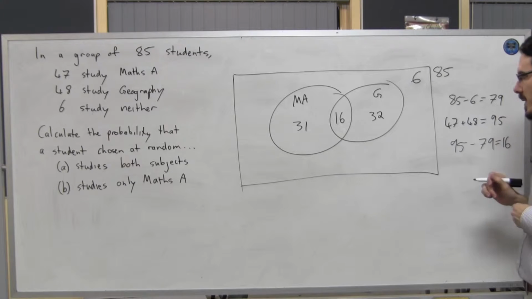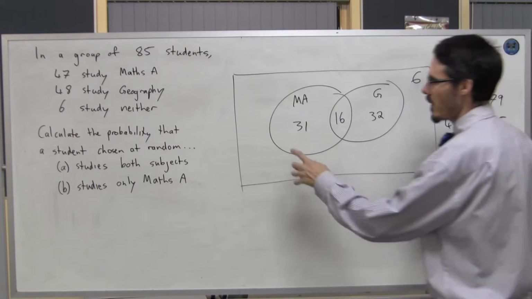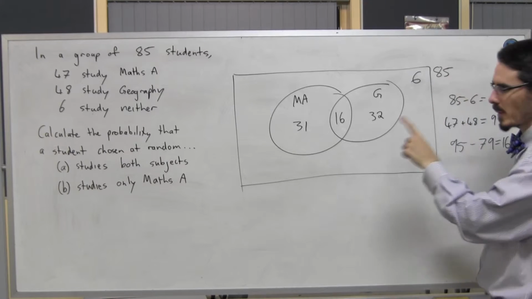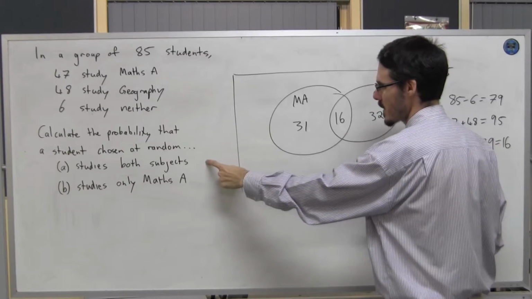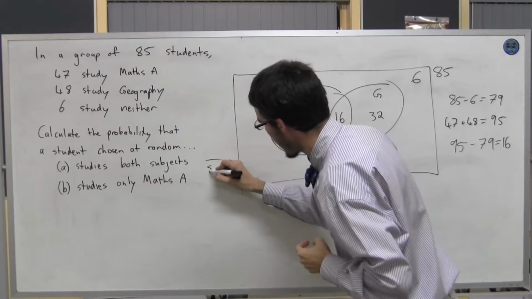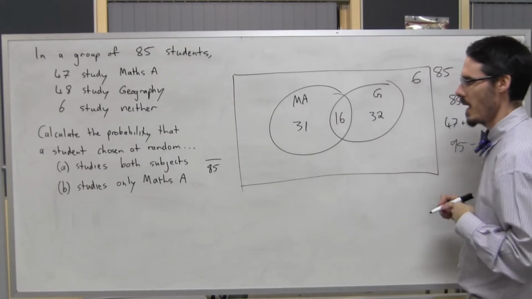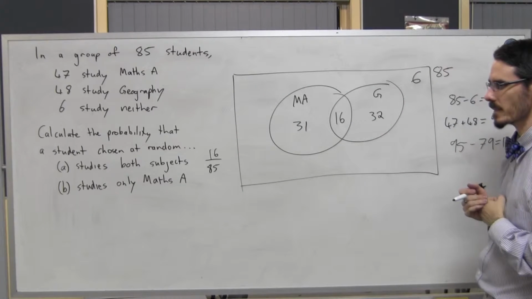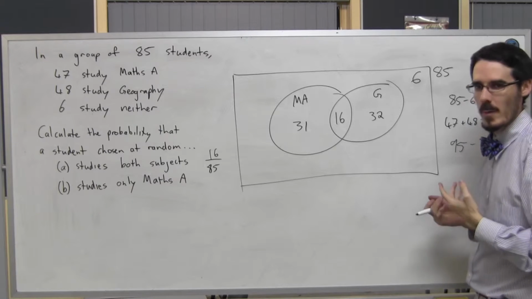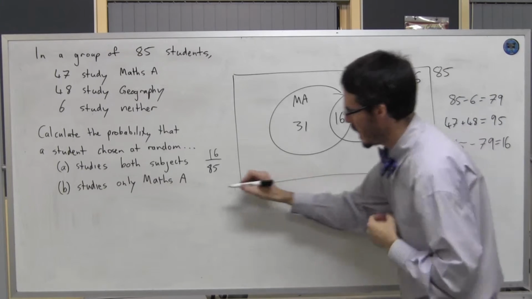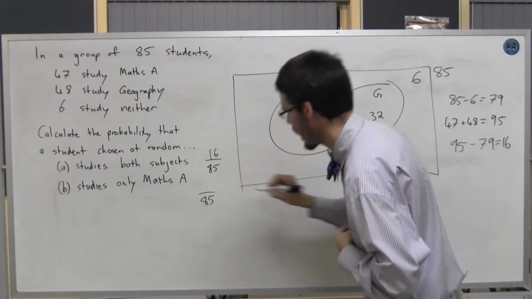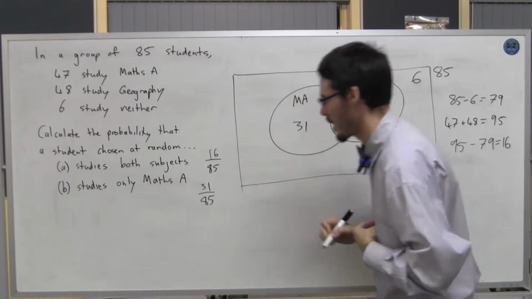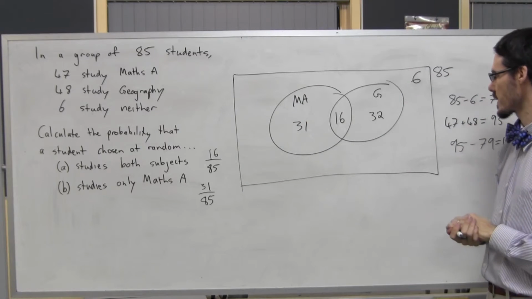So now let's try answering the question. If I pick a student at random out of this 85, what's the probability that they study both subjects? Well, it's out of 85, and how many study both? 16. What's the probability that they study only Maths A? It's still out of the 85. There's 31 that only do Maths A. And there are your probabilities.